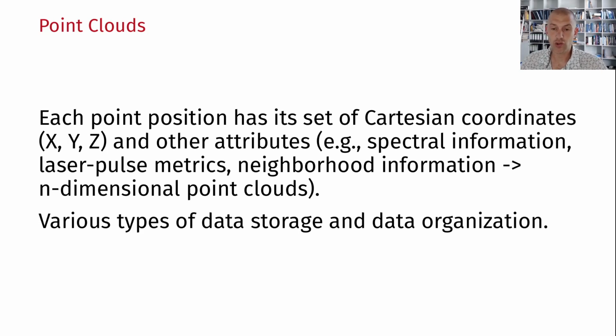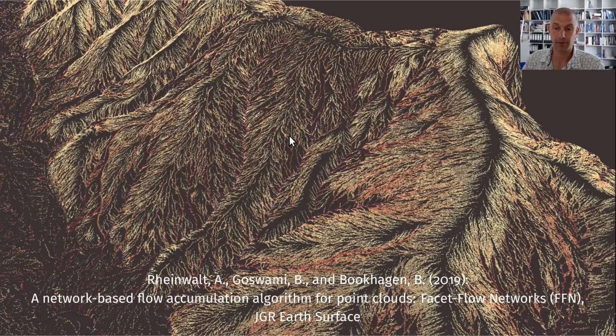Cartesian coordinates, usually x, y, z, but they often also have additional attributes. So you can have additional attributes of spectral information, laser pulse metrics, neighborhood information, or other parameters. And you can create n-dimensional point clouds. Point clouds can be stored in various data types, and they are also organized and structured in a very different way than arrays or grids.